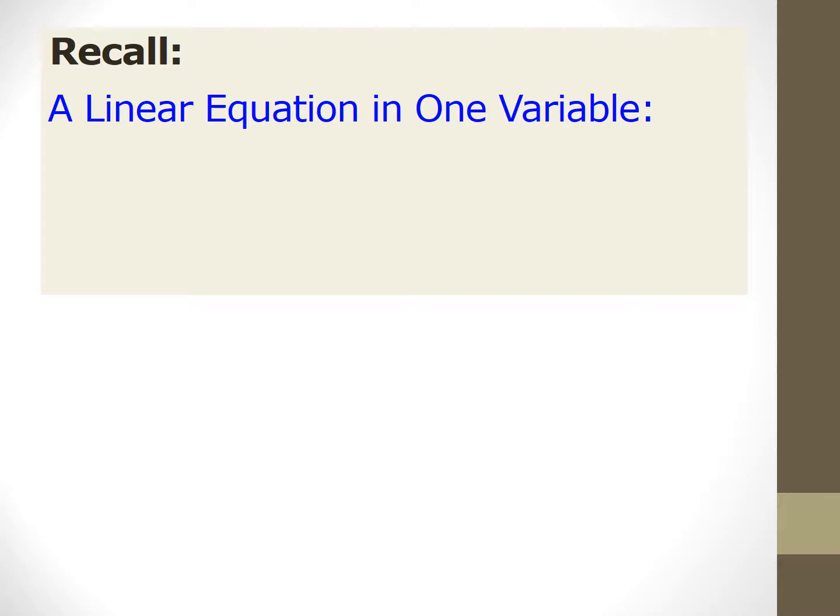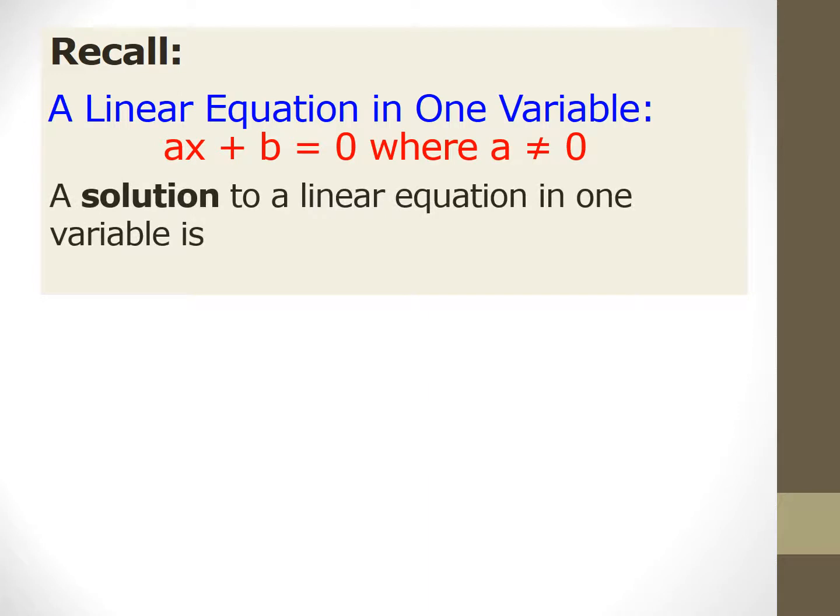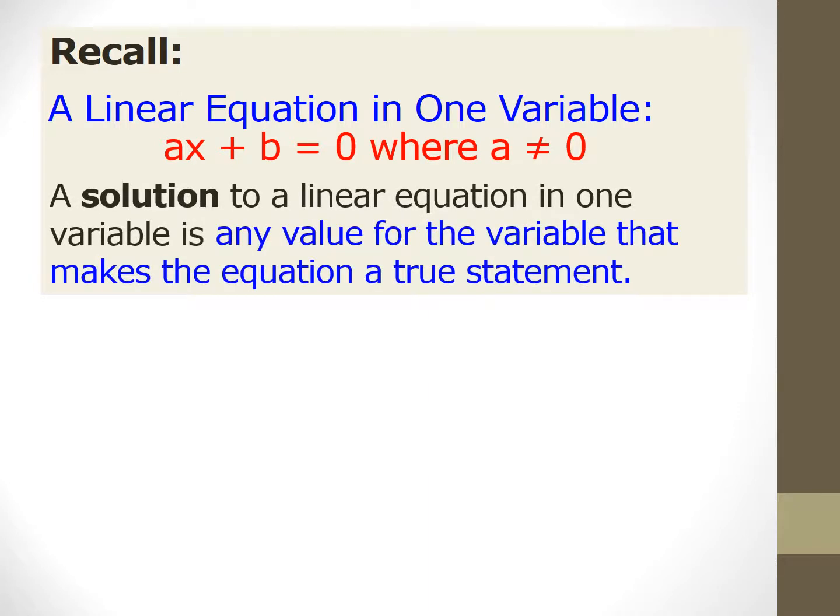Let's get started. If you recall, a linear equation in one variable is written this way: ax plus b equals 0. Of course, you won't see the a and b; they're oftentimes numbers, but where a doesn't equal 0, because if a was 0, you wouldn't have an x term. And a solution to a linear equation in one variable is always any value for the variable that makes the equation a true statement. It's always our goal when we have an equation, whether there's one or two variables, to find the value of the variable that when you put that in, it makes it true.